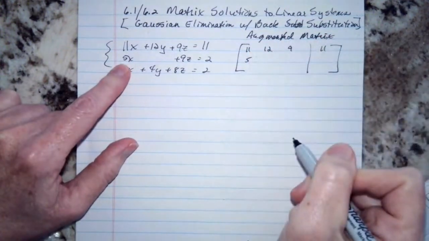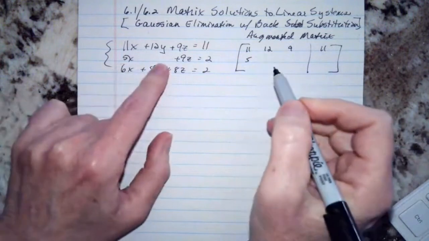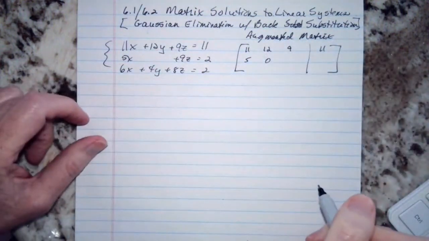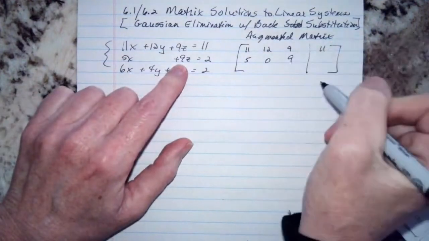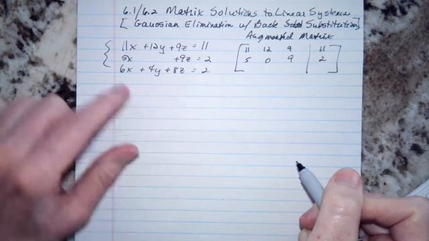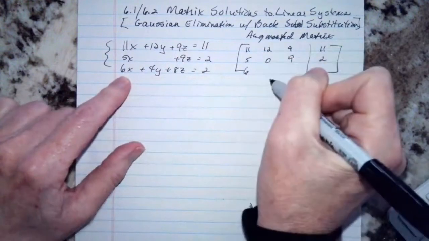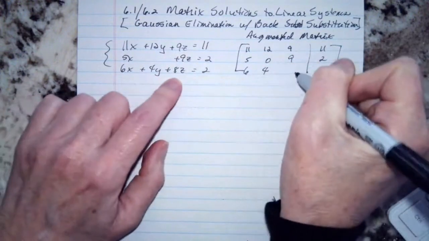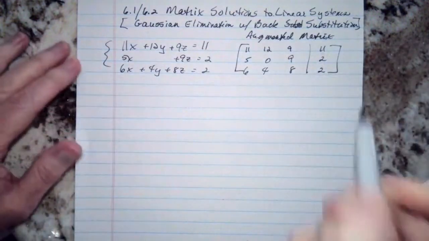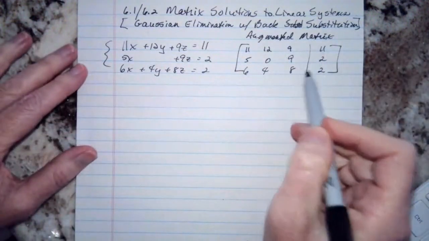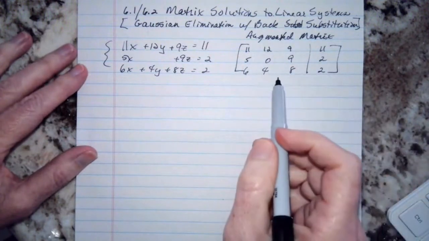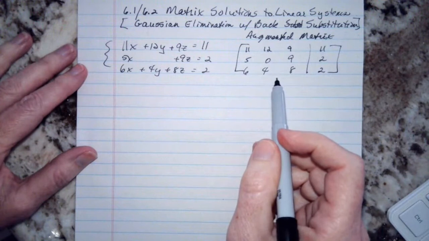5x, 5 goes in the x column. We don't have a y, so I'll put a 0 here. You've got to fill in with zeros when you don't have one. And then a 9 right there. And then the answer goes there. And then put in the coefficients, 6, 4, 8, and then 2 is the answer. So there's an equal sign right here that you know about. Okay, this is called the augmented matrix, and that's what our problems are going to look like.